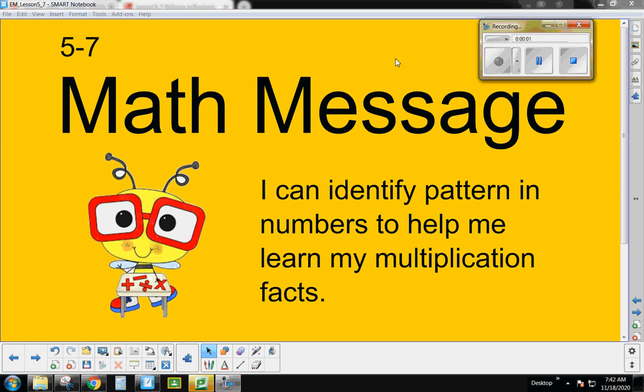All right, boys and girls, this is Math Message 5-7, the main math lesson of the day. And today we're going to work to identify patterns in numbers to help us learn our multiplication facts. Looking for patterns in numbers is really going to help you memorize those facts, because when you understand how numbers work, the answers will just come easier. And I'll show you what I mean as we move along in this lesson.